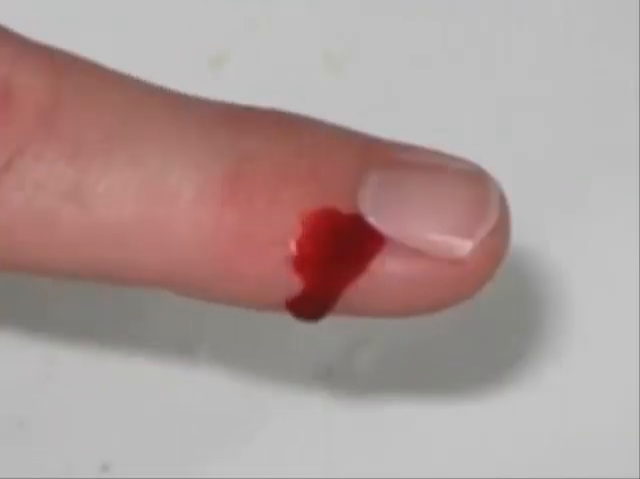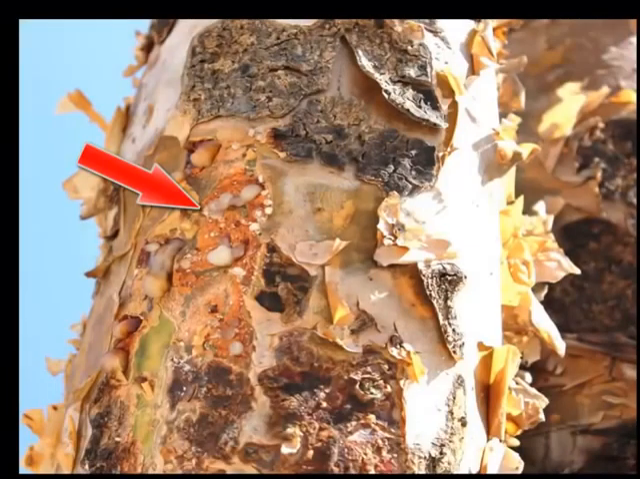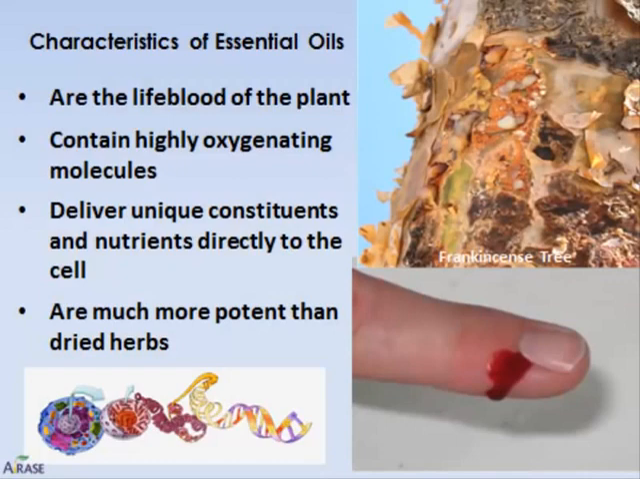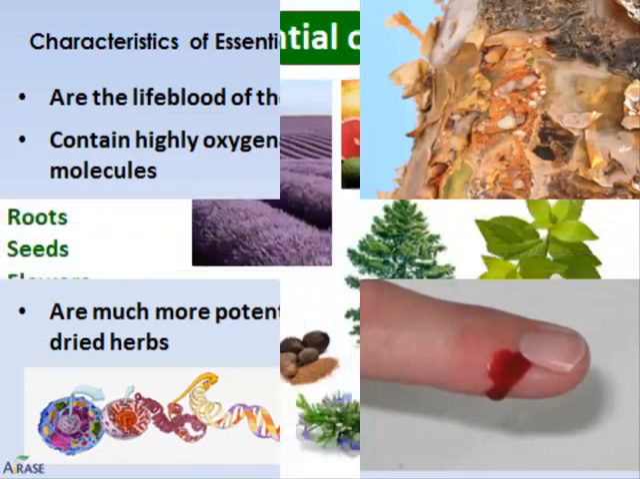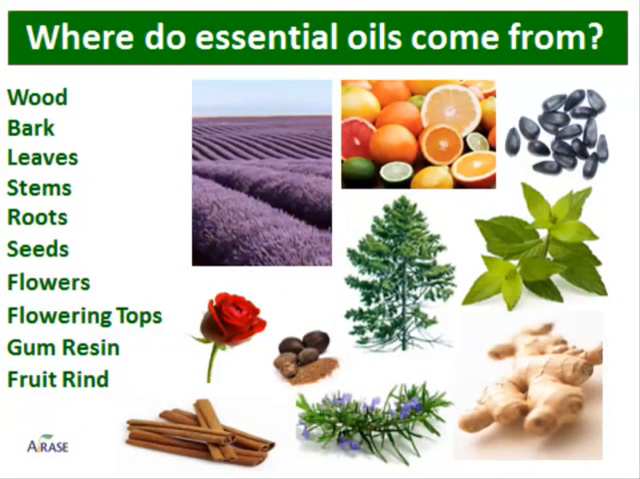Here is a comparison of the human finger that has a small cut and is bleeding. And above is a frankincense tree that has small cuts made in the bark to allow the white-colored sap to flow out. Like human blood, essential oils are the lifeblood of plants. They contain highly oxygenating molecules, which means that there is a very high concentration of oxygen in each drop of essential oil. Like human blood, essential oils deliver nutrients to the cells of the plant, and they are much more potent than dried herbs.